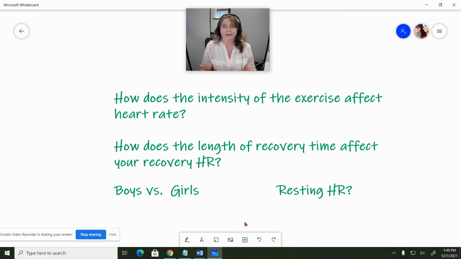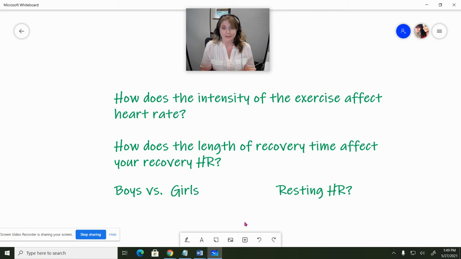Now, resting heart rate is your heart rate when you are at rest. Right now, it's probably not a good idea for me to test my resting heart rate because I'm not truly at rest. You would probably want to lay down and relax for a good 15-20 minutes to be able to get a better measure of your resting heart rate. So if you're not really keen on doing one where you have to do exercise, then this might be a good one for you. Boys versus girls, resting heart rate.